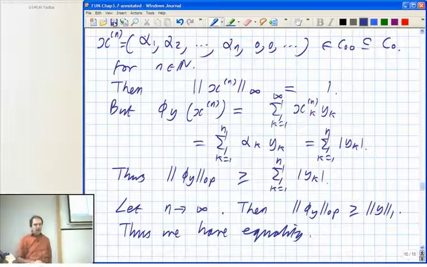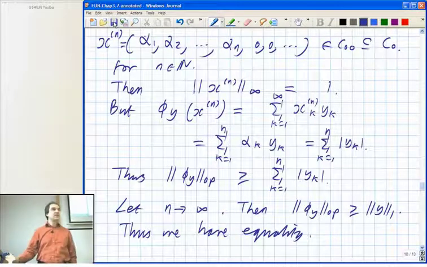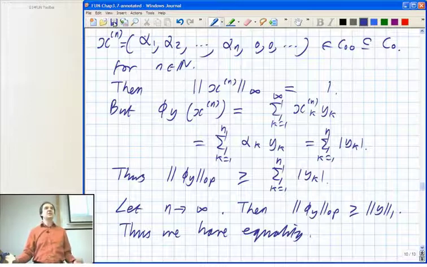Okay, we're going to have to stop there. So next time we'll finish this off by proving that every continuous linear functional on C0 has this form.